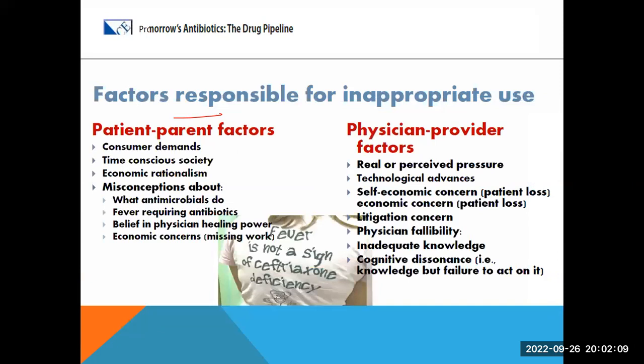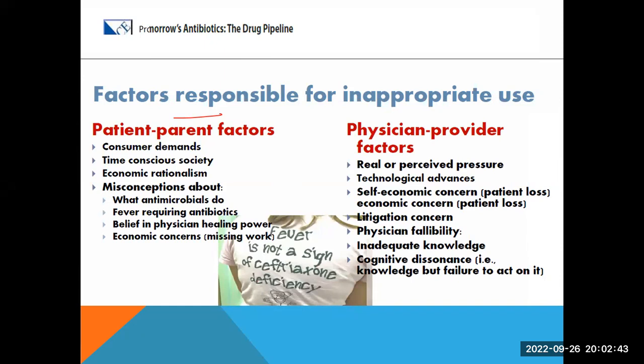So why are we having a problem with the appropriate use of antimicrobials? Some of it is related to patient factors and others are related to physician factors. So we have consumer demands. Here in Egypt, per se, the physician who does not prescribe an antibiotic, the patient says that he's a stupid physician, he's not a good one, I'm not going to go back to him again. So we have a problem with consumer demand. They consider it part of the standard of care. Okay, so this is an issue.